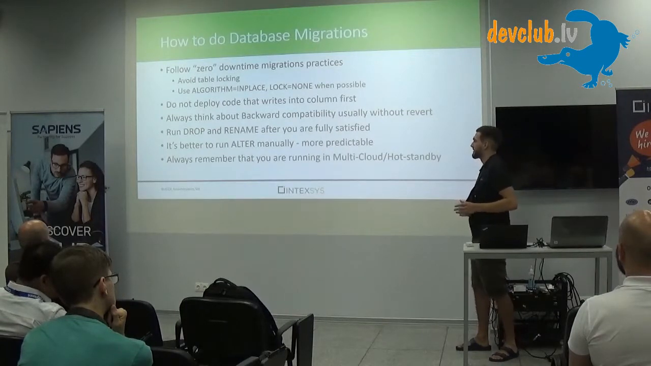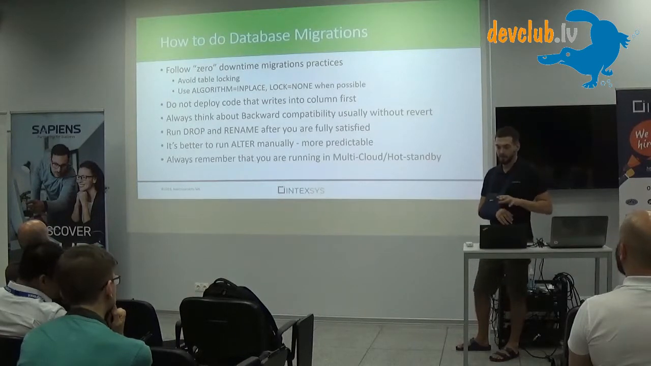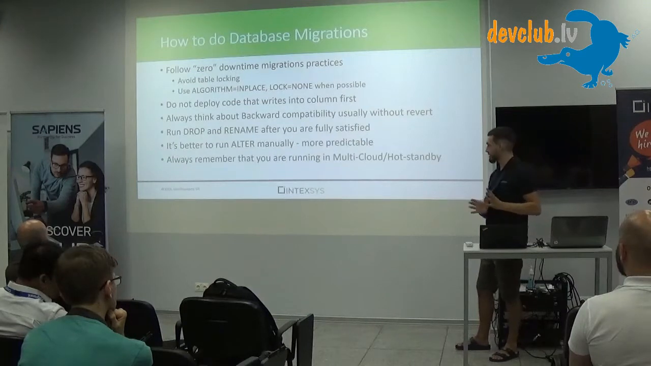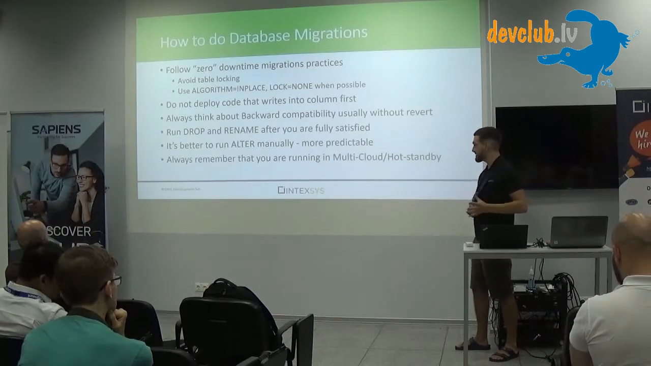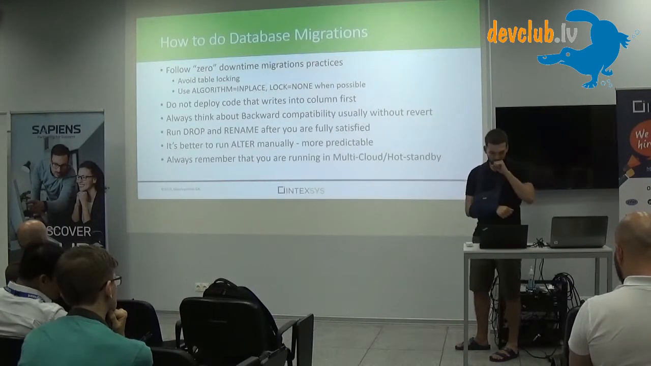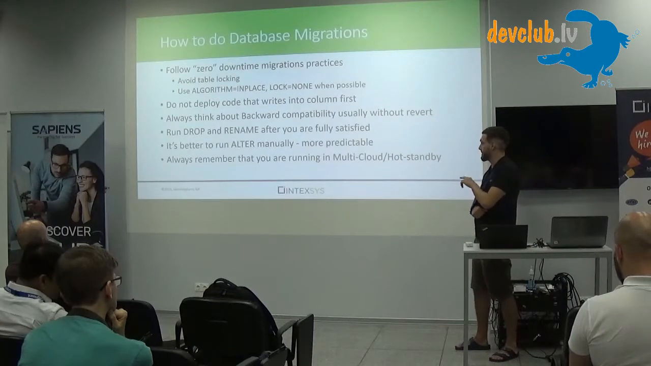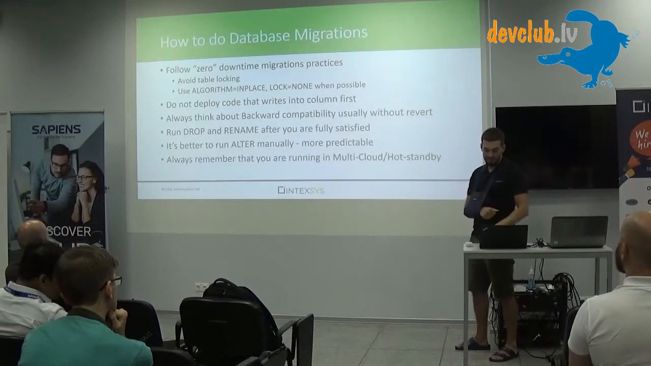It's very complicated. Run drop and rename only after you are fully satisfied and your code does not rely on the exact naming, or it can handle the difference between naming. As a general rule, at least for us, if we want to alter a huge table which is more than like 10 gigabytes, do that manually because it's more predictable. And always remember, when you develop something, you are running multi-cloud.